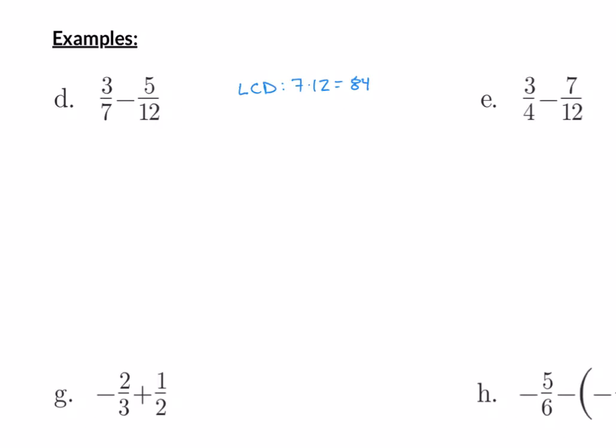So the first fraction I want to multiply by 12 to the top and the bottom. We get 36 over 84. To get from 12 to 84, I want to multiply by 7. We get 35 over 84. And now if we subtract the tops, we get 1. Keep the bottom, we end up with 1 over 84.